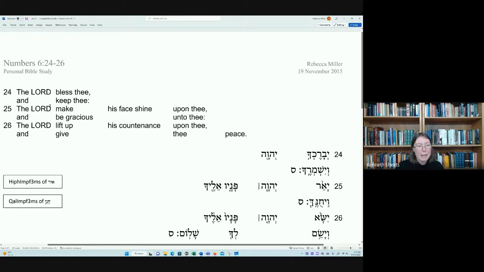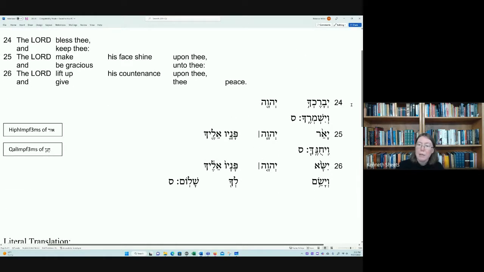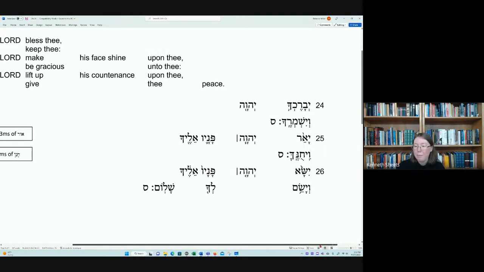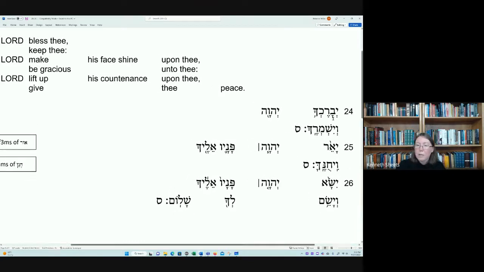The Lord bless thee and keep thee. The Lord make his face shine upon thee and be gracious unto thee. The Lord lift up his countenance upon thee and give thee peace. And so here you can see the Hebrew text. Let me see if I can make that a little bit bigger. So we have then Yevaraka Yihya V'yishmaraka. Ya'er Yihya Panav Eleka, Yehuneka. Yisa Yihya Panav Eleka, V'yasem Leka Shalom.